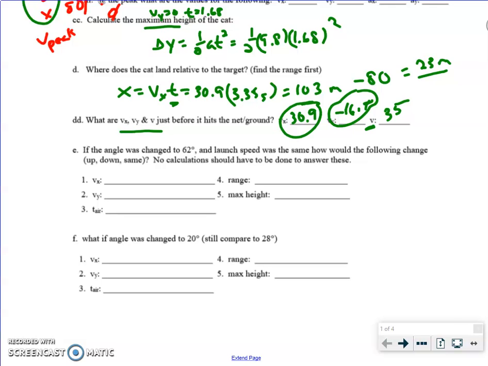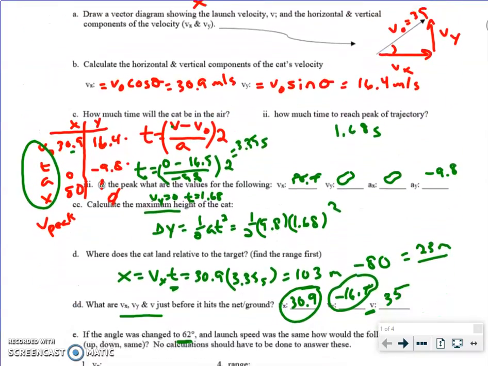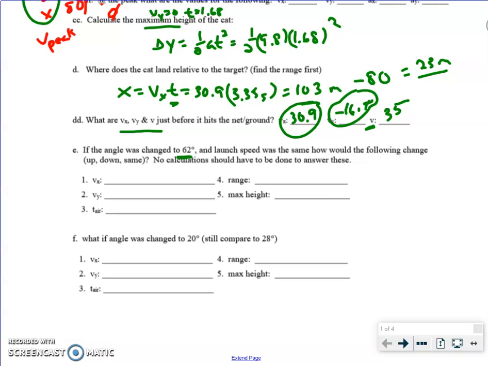Moving on. So what if we change something about the launch? If the angle was changed to 62 degrees, we're launching at the same speed as before, what would the following do? So our initial angle was, let me remind myself because I've already forgotten, it was 28 degrees. Okay, so our initial angle was 28. So I note that 28 and 62 are complements. If I sketch just a simple vector, here's my 28 and here's my 62, I can see that the 28 is much more horizontal.